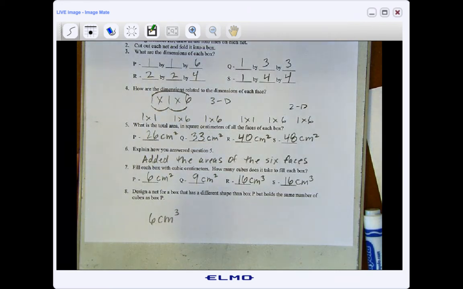Okay, so that's kind of just a wrap up for today. We learned a little bit about surface area, the amount of area on the outside, or the amount of area needed to make the flat pattern to fold into a box of a certain dimension. And we also learned a little bit now about volume, how many cubes it would take to fill inside that box.